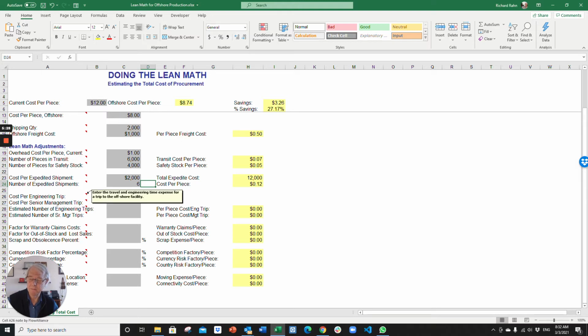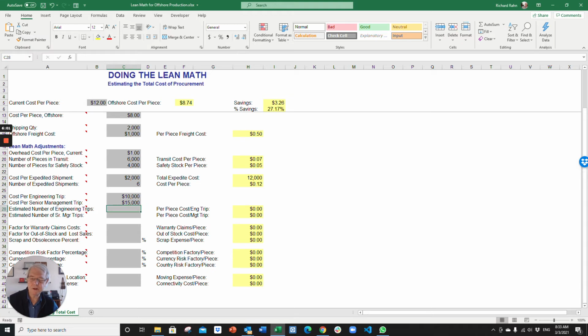Now, cost per engineering trip. Enter the travel and engineering time expense for a trip to the offshore facility. So if we have to physically go and check it out and do a quality inspection, for example, what would be the cost per engineering trip to send engineers over there? Not cheap to fly over there, so we'll put in, say, $10,000. And senior management, even more, because they're staying in the fancy hotels. So let's say $15,000 per trip.